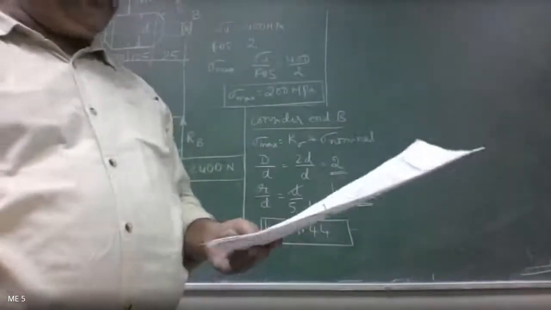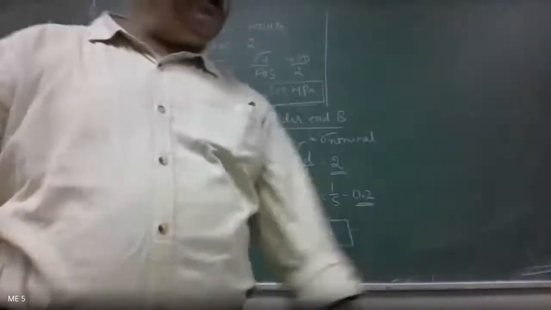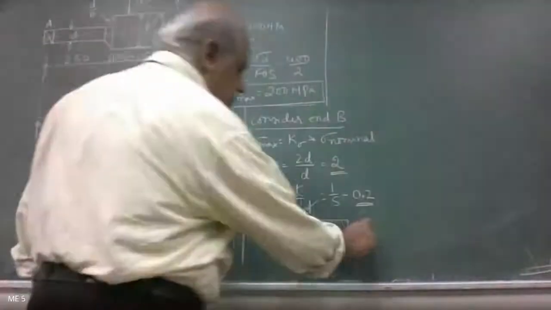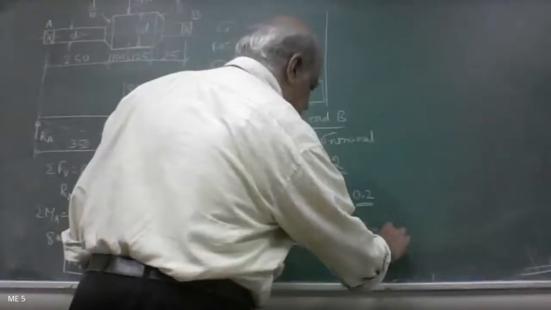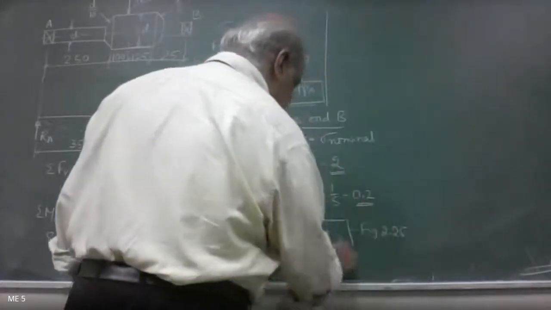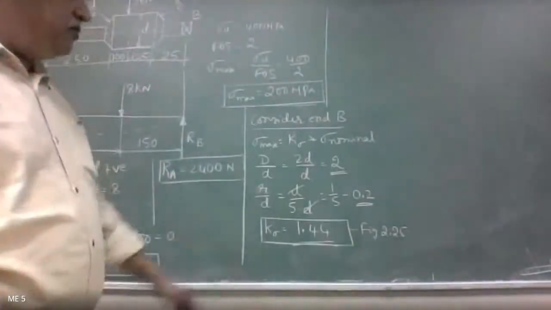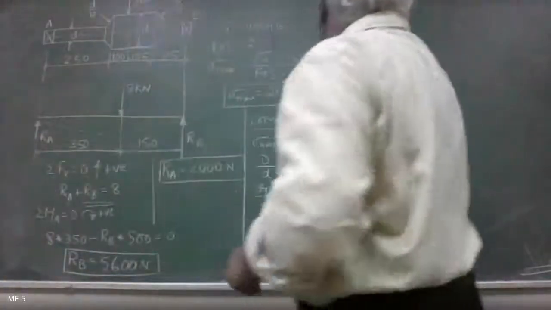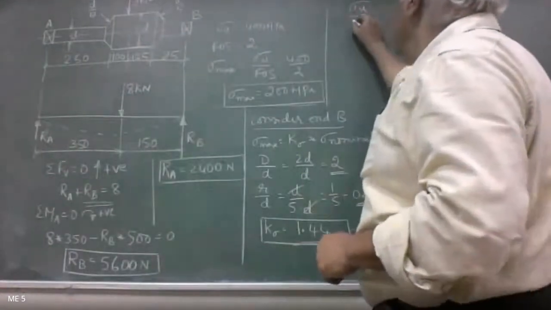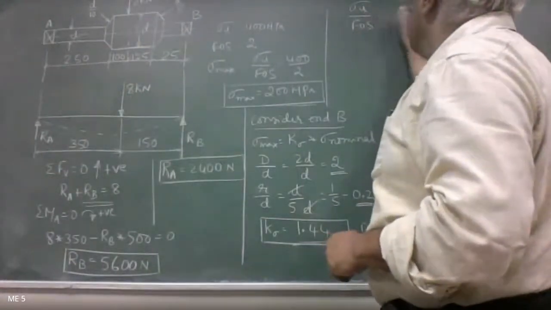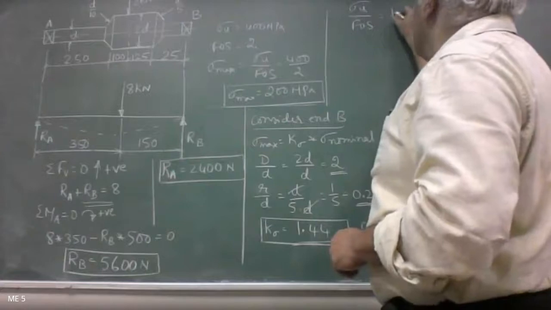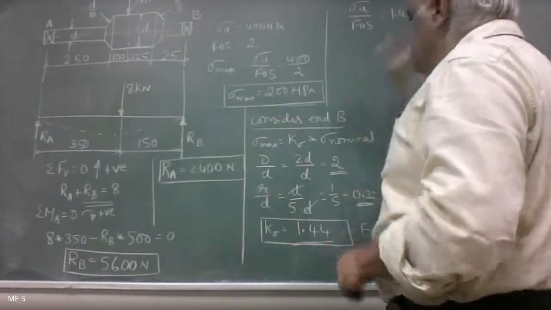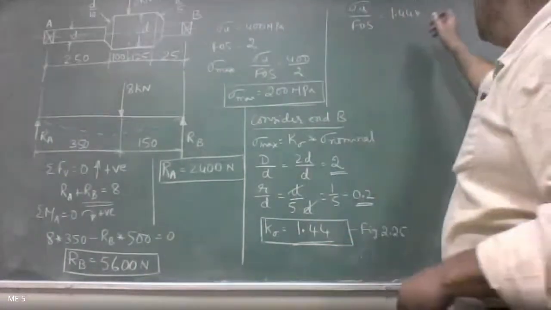Yeah, 1.4. 1.434. Yeah, somewhere around 1.43 or 1.45, referring to figure 2.25, correct? Yes, sir. Figure 2.25. So we get K sigma to be equal to 1.44. So sigma max, we know sigma max is equal to sigma U by FOS. That is equal to K sigma, 1.44, into nominal stress, M by Z.